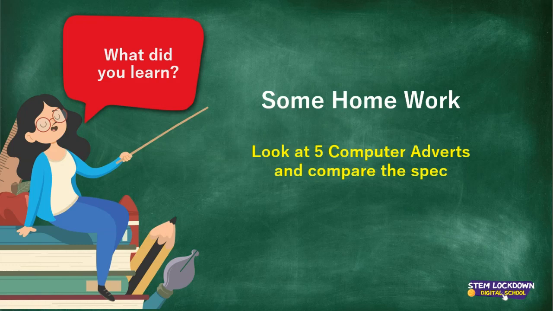You look at 5 computers, 5 laptops, for example. You write down the specification. Write down the hard drive space, the RAM, as well as the CPU speed, right? Then when you have done that, look at which one will be the best computer to buy, considering the price that is given. It's quite interesting. I'm sure you'll be able to do that.